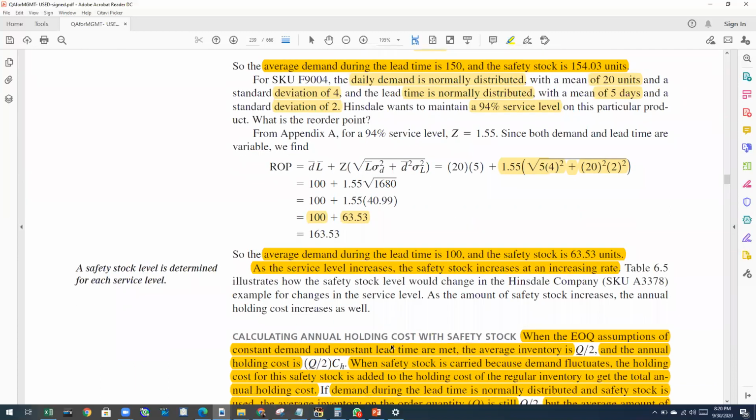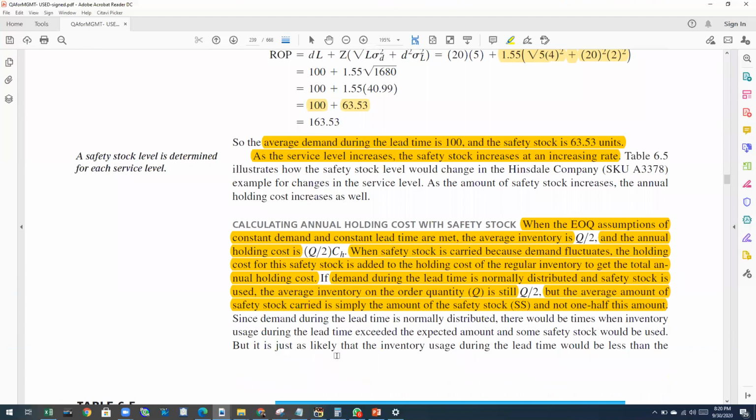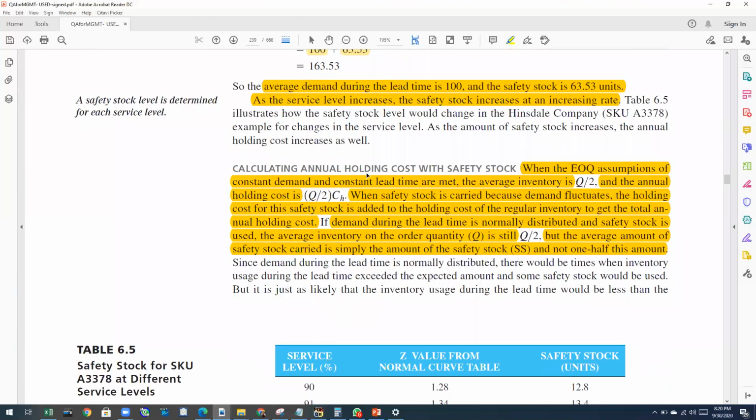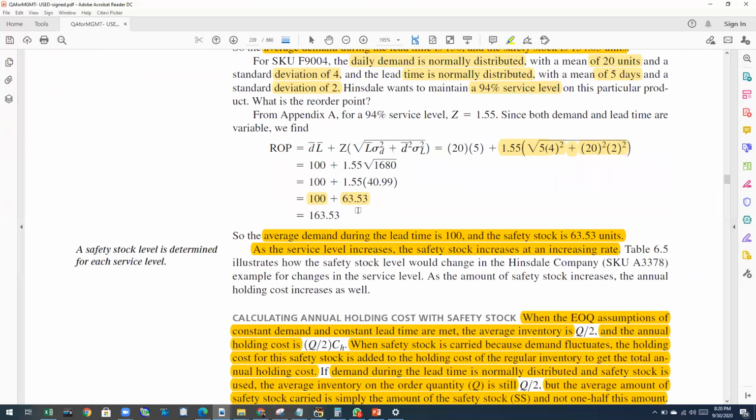Okay, so those are the three scenarios, different situations. We have to use a different formula for each. How to calculate annual holding costs with safety stock? When we have this situation here, this is the average inventory during lead time, and this is the safety stock.